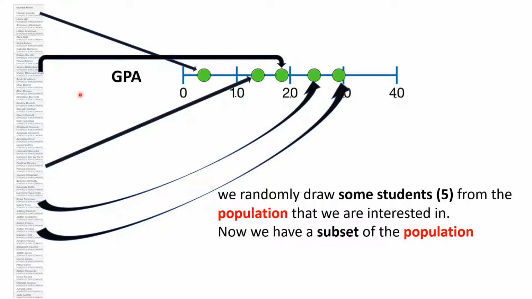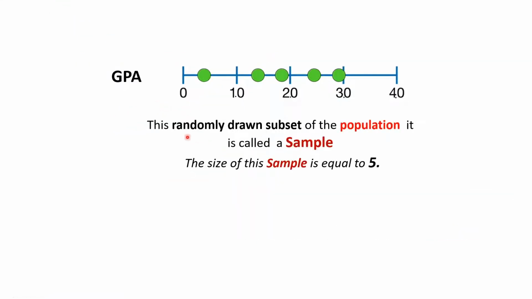We have a subset of the 82 students because we ask just 5 randomly selected people their GPA, and we calculate these 5 different GPAs. This randomly drawn subset of the population is called a sample. And the size of this sample is equal to 5 because we have 5 different students.